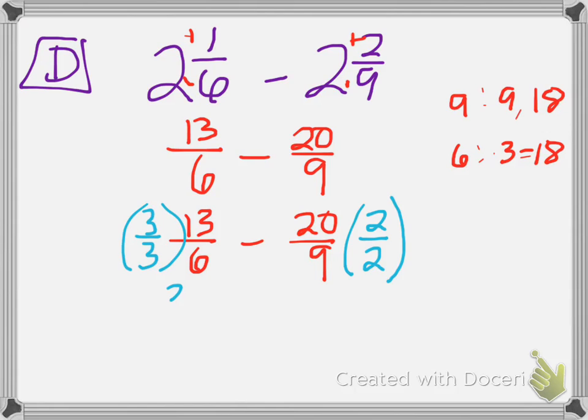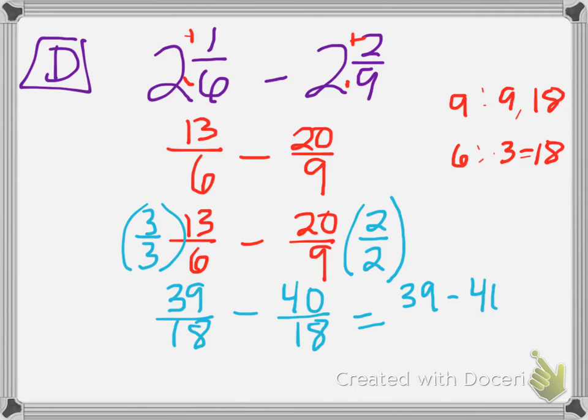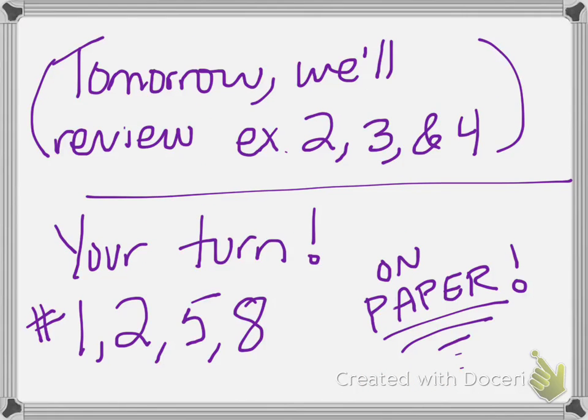3 times 13 is 39/18, minus 20 times 2, 40/18. And again, subtract the numerators across because now my denominators are the same. 39 minus 40, that would be a negative 1/18. And that is the answer. So sometimes your answers will be negative. That's okay. Don't worry. No problem.